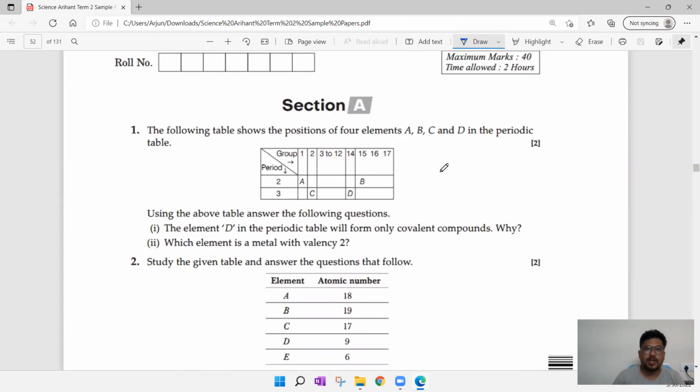Okay, in this sample paper 1, 2 marks. First question. The following table shows the positions of 4 elements A, B, C, D given in the periodic table. If you observe, A element belongs to first group and second period. B belongs to 15th group, second period. While coming to C, second group, third period. D, 14th group, third period. Using the above table, answer the following questions. Number 1, the element D in the periodic table will form only covalent compound Y.